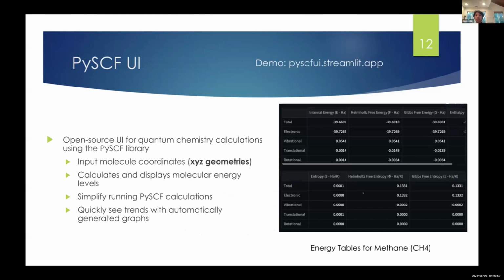Another project we are working on is PySCF UI, a tool for researchers that provides an easy and intuitive way to perform self-consistent field calculations and thermodynamic analysis. Our current UI takes in XYZ geometries of molecules and is able to calculate and display the molecular energies like that on the right-hand side. The goal of our tool is to simplify running PySCF calculations and quickly see trends with automatically generated graphs.